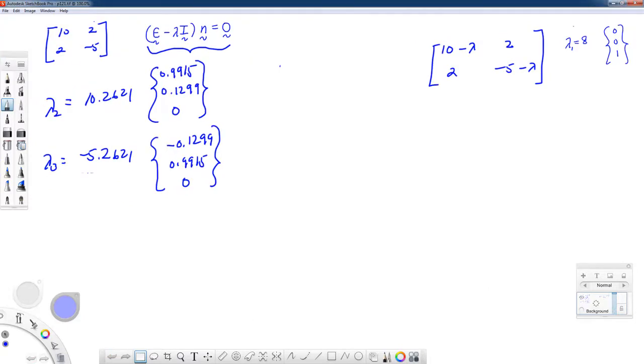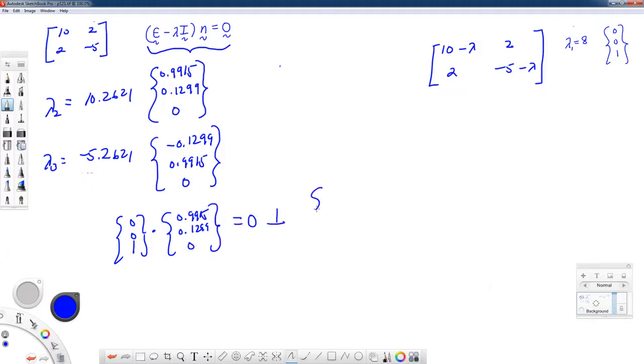And if you know about linear algebra, eigenvectors must be perpendicular to one another. And we know how to assess perpendicularity. If their dot product is equal to 0, then these vectors are perpendicular. So if we were to take 0, 0, 1 and dot it with 0.9915, 0.1299, 0, we do indeed get 0. If we were to take 0, 0, 1 and dot it with the other one, minus 0.1299, 0.9915, 0, indeed, again, we get 0.